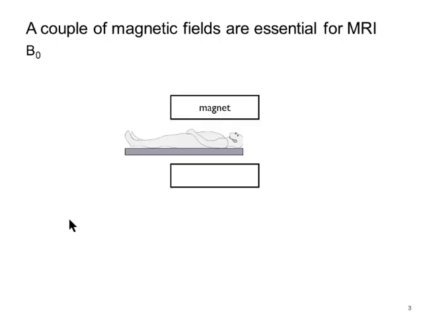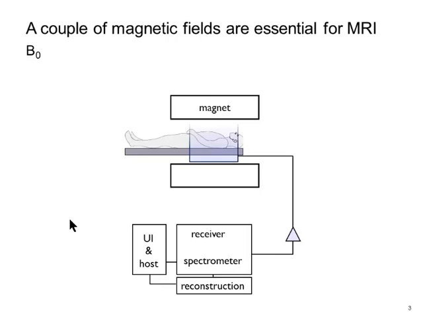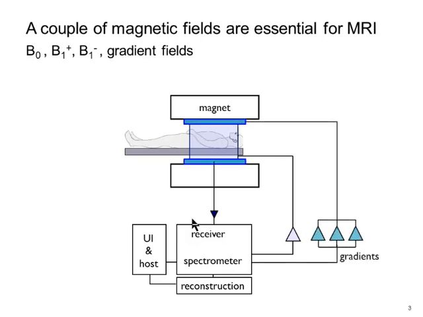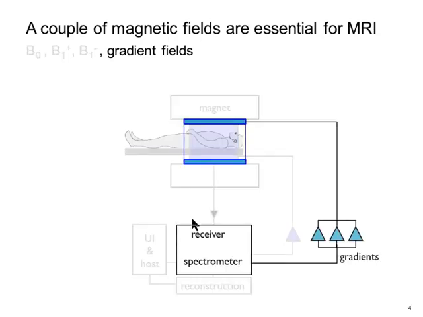In order to make MRI, a couple of fields are necessary, and the most prominent among them is the main magnetic field generating the polarization. We need the B1 plus field to pump some RF energy into the patient. We need the B1 minus fields, which are involved during the signal reception process. And to make a real MRI machine out of this device, as we can see it here, it needs something special, the gradients. And the gradients we are actually going to talk about.